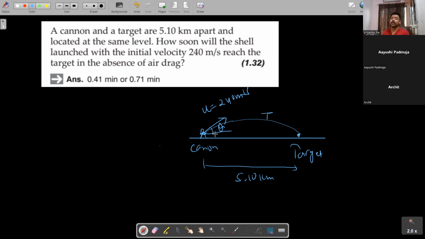So how much time it will take to come from here to here. It is very simple. T equal to 2u sine theta upon g. But you do not have sine theta.